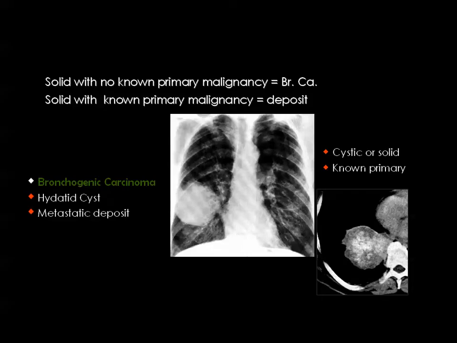Metastatic deposits are diagnosed by the clinical history of a known primary or by multiplicity. If there is no history of a known primary, or the lesion is solitary, then you think of a bronchogenic carcinoma. One may say that this bronchogenic carcinoma contains calcium, and calcium means benign. I say that calcium means benign in the nodule only, but calcium does not have a radiological significance in the diagnosis of bronchogenic carcinoma as a mass.